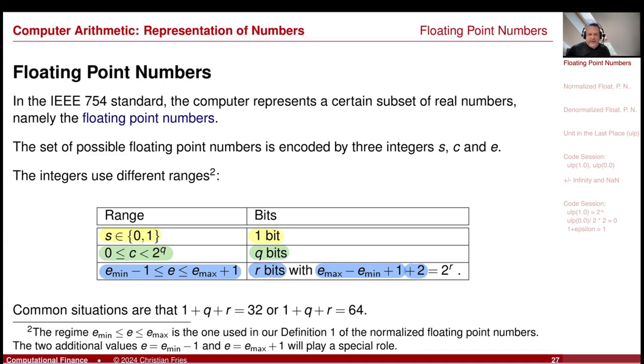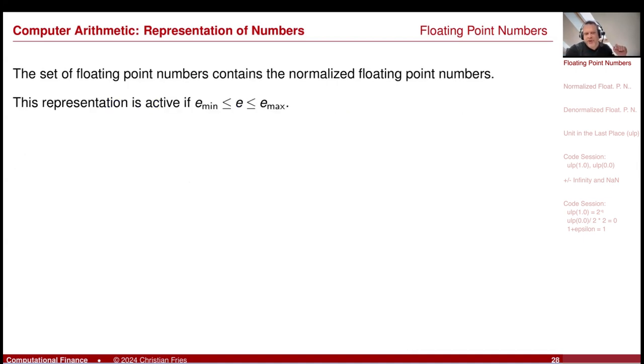What do we do now with these three integers, s, c, and e? The set of floating point numbers contains the so-called normalized floating point numbers, maybe the important part here. This representation is active if the e is between e min and e max. So this special value e min minus 1 is actually not active here, so e is not equal to e min minus 1. And the special value e max plus 1, the other one, is not active here.